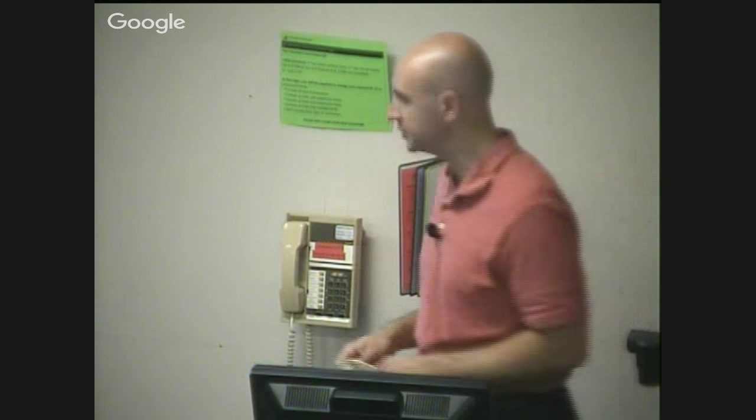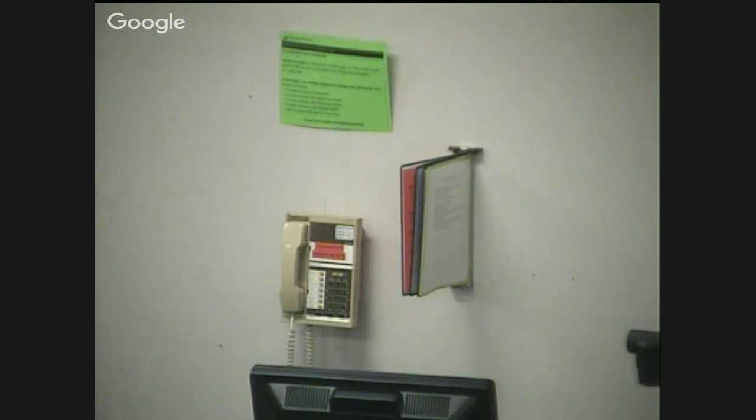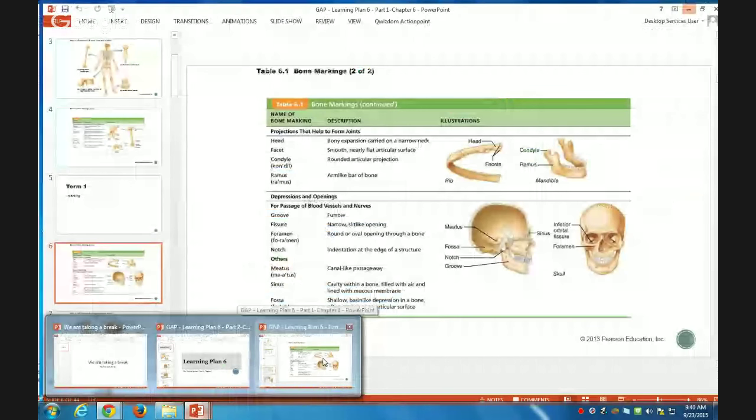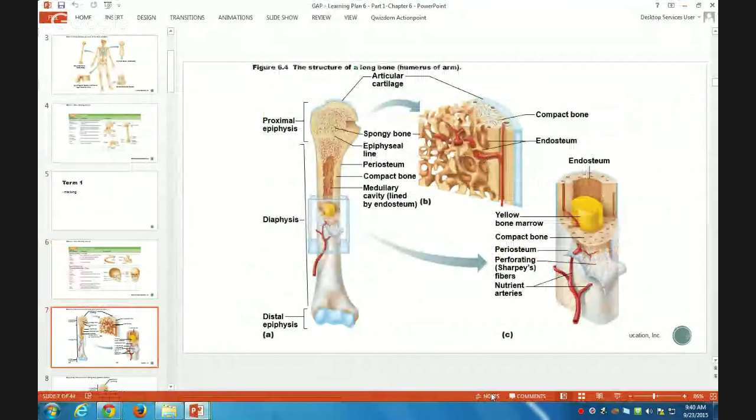Okay, before we take a break, I'm just going to introduce you to some of the characteristics of long bones. And then we'll take a break, and then we'll come back and we'll jump into some other things.